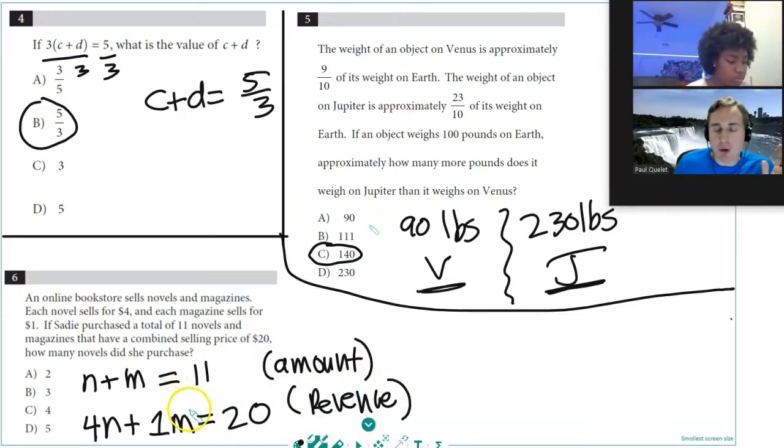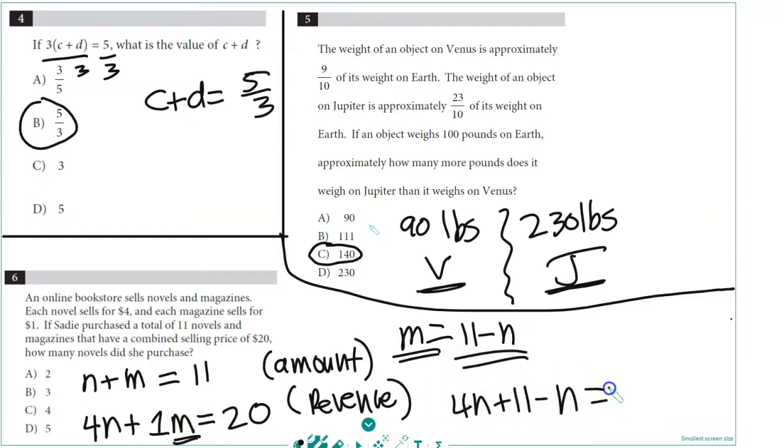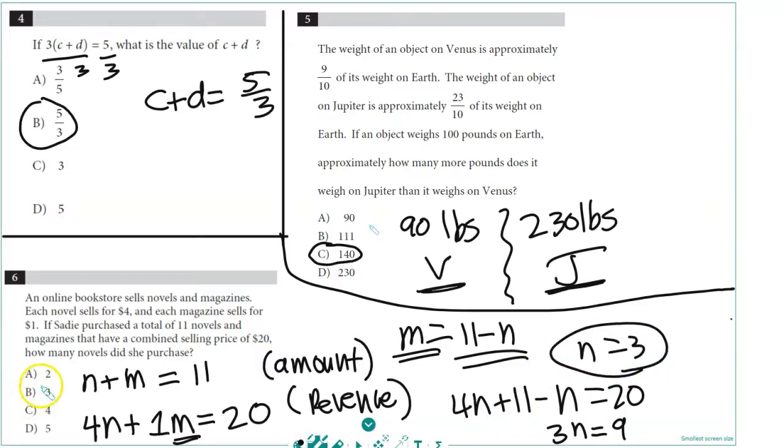Now that being said, if we want just the novels, I would suggest you isolate for m, only because we don't care what m is. If we isolate for m, substitute into the other one, we get n. So m is 11 minus n, and that can go in here. That's 4n plus 11 minus n equals 20. Now, if we subtract 11 from both sides, we get 9. 4n minus n, 3n, so then n equals 3. 3 novels, right? Yeah. Okay.